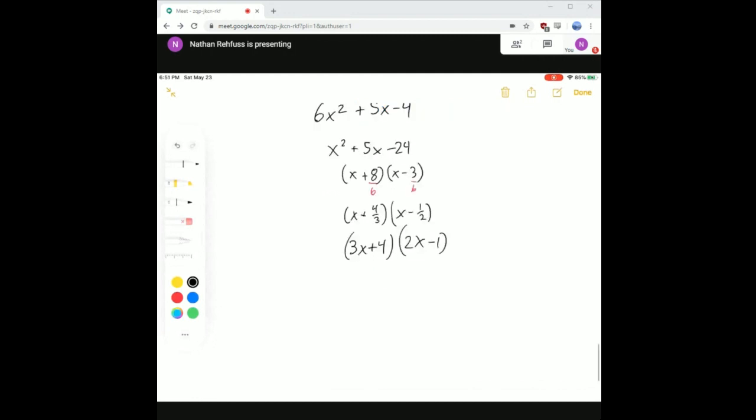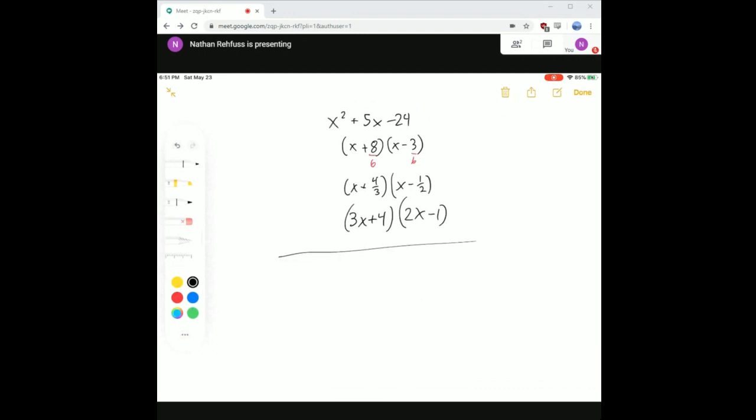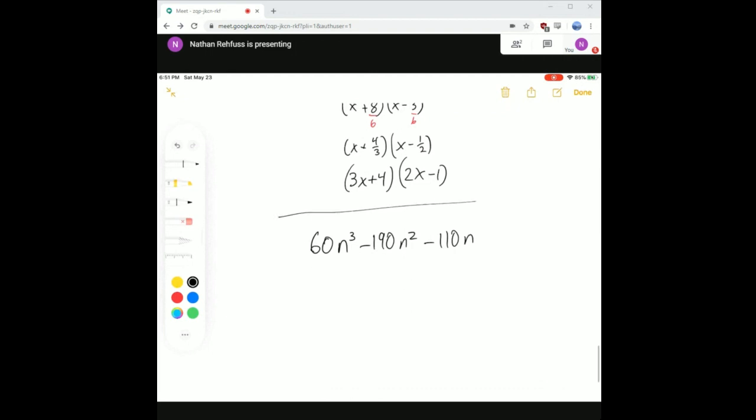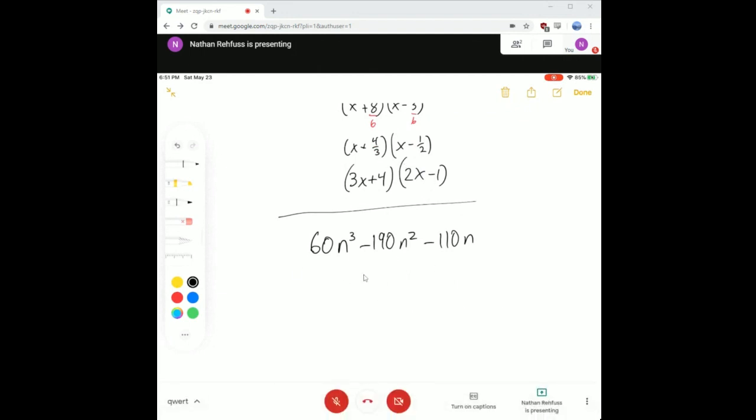Let's do one more big dumb monster example before we go. Let's say I ask you to factor, I don't know, how about 60n cubed minus 190n squared minus 110n. Big ol' monster. What is this, professor? This is a cubic. We're going to get this down to something we can slide and divide in just a second. How are we going to do that?